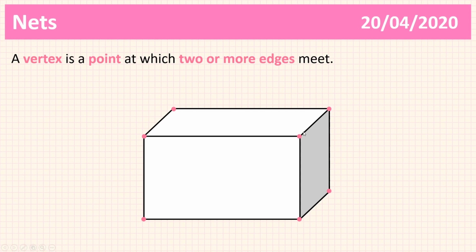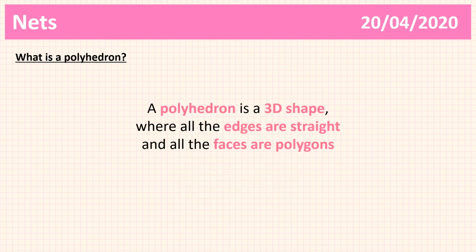So that edge and that edge meet at this vertex. That's what a vertex is. It's basically a corner. Vertex is a mathematical word that you'd like to use. It's a point where 2 or more edges meet. That's what a vertex is.